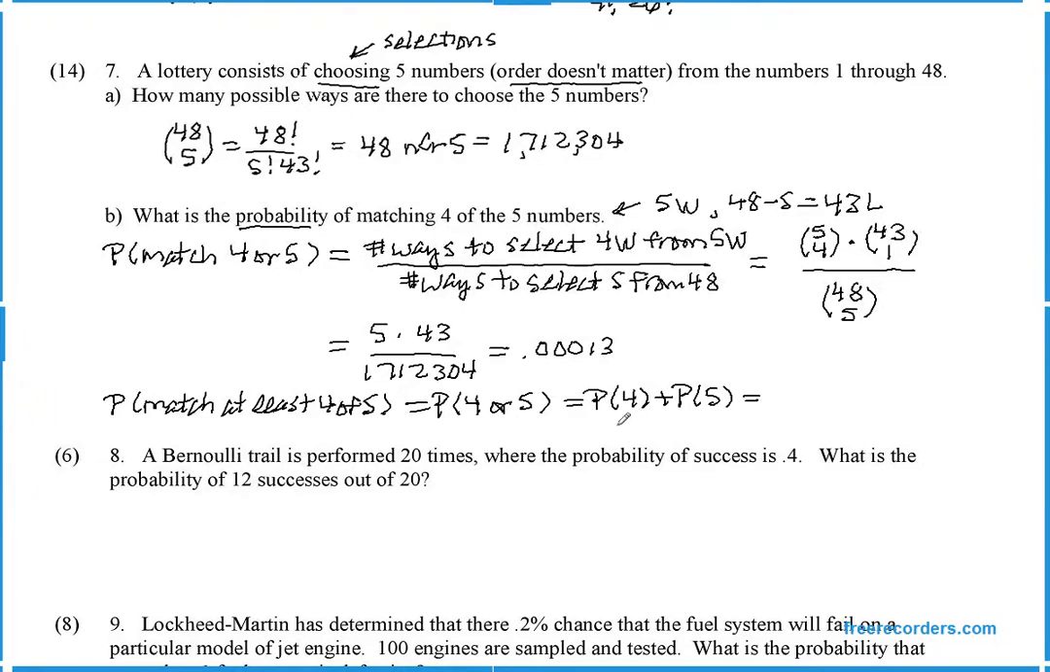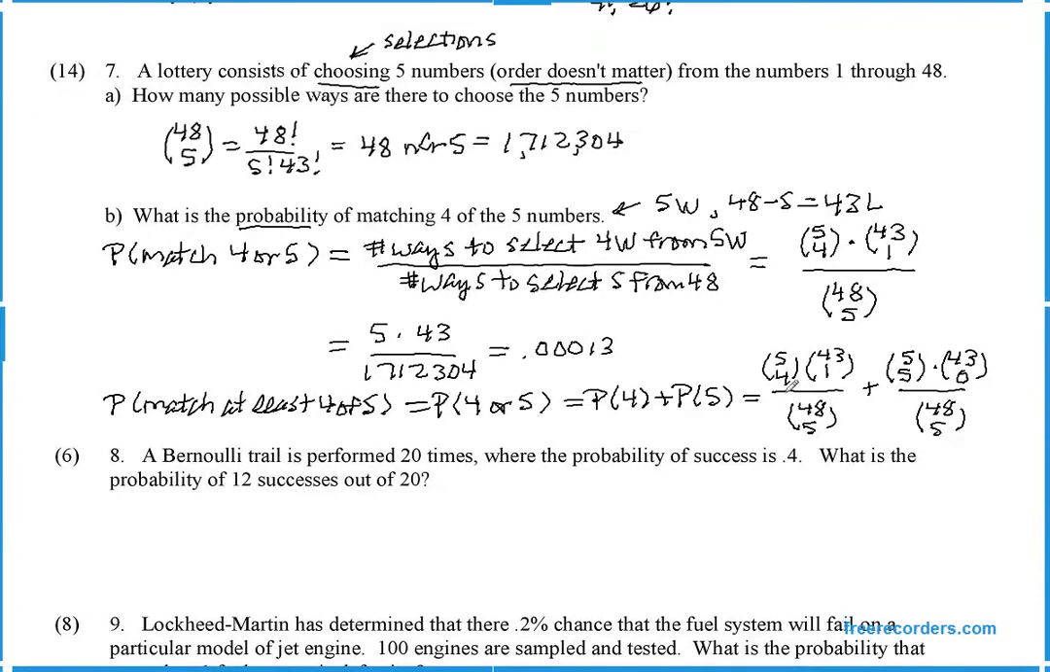Okay, well the first one we already did. The probability we match 4 is right here. So that's 4 winners from 5 winners and 1 loser from 43 losers out of our total of 5 selections from 48. And then the probability that you choose 5 of the winners would be you've got 5 winners here and you choose all 5 of those, and you've got 43 losers and you choose none of those. And then our total outcomes is the same, number of ways to select any 5 from 48.